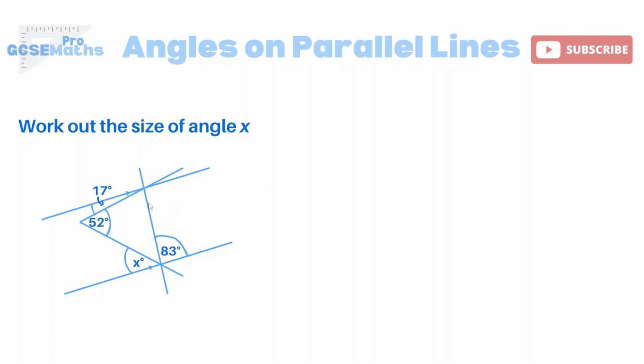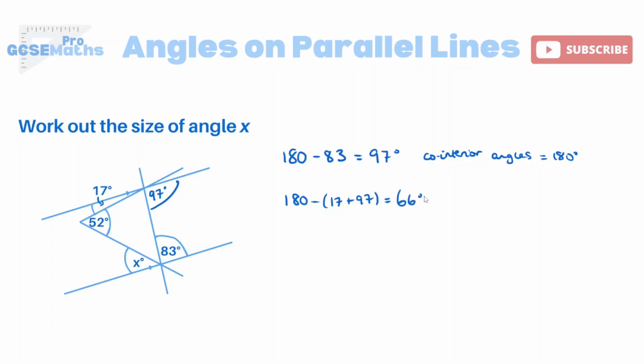So the first thing I want to do is work out this angle here. And again, I can use the co-interior angles. So the first thing is 180 minus 83, because co-interior angles add up to 180. So that's 97 in this corner here. Now I can go and do angles on a straight line for all of this to work out the angle inside the triangle. Again, we're just using a lot of 180 at this point. 180 minus 17 plus 97 gives me 66 degrees inside the triangle.